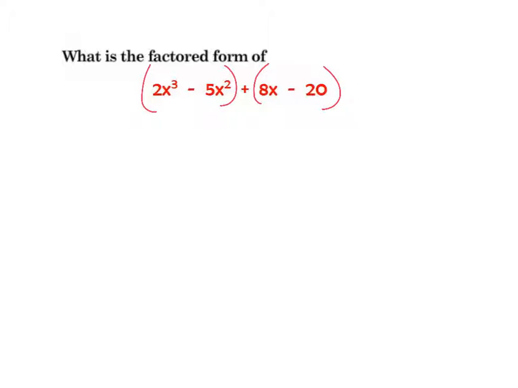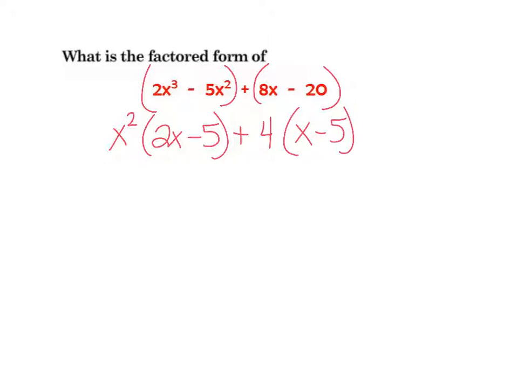Pull out your GCF on this. Looks like it's going to be x squared. And then I would have a 2x minus 5 left in those parentheses. Put your plus sign here. Now you do the GCF on this next part. So that's going to be, looks like, a 4 that I'm going to factor out. 2x minus 5. And then you write your 2x minus 5 because they match, and you write your leftover, x squared plus 4.